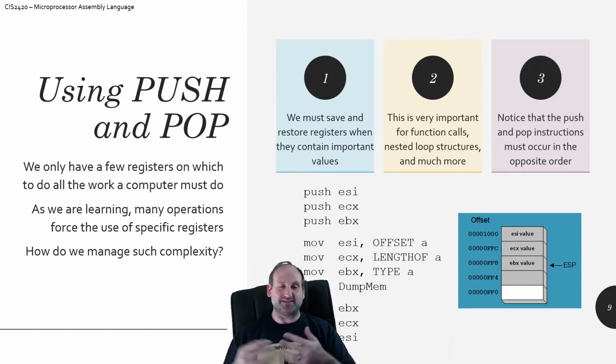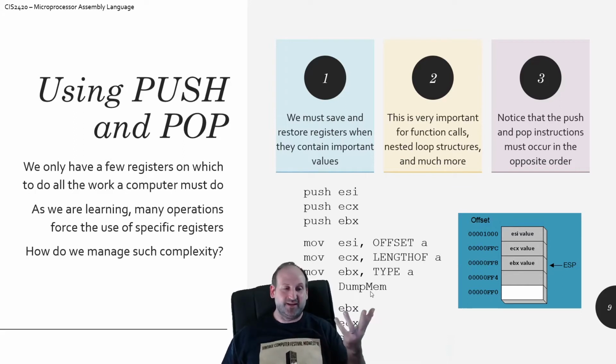We have to manage that complexity, and so sometimes we have to push information and pop it back later because there's just not enough space for all the things we have to do. So for something like this, calling a specific function, I push ESI, I push ECX, I push EBX before I modify them, because according to this DumpMem function, part of the Irvine library, these registers need to be modified for the function to work correctly. Obviously these registers, like any other variable, can only hold one value at a time, and so if I blow them out, I can't get them back. So if I push them onto the stack, then change them, use them, and put them back, it's like nothing ever happened.